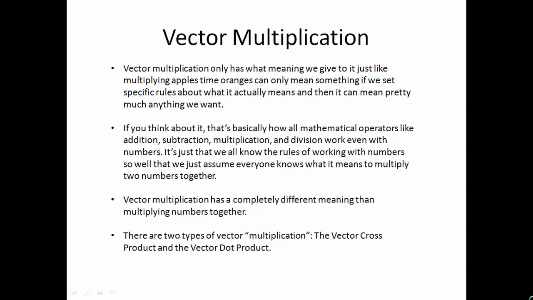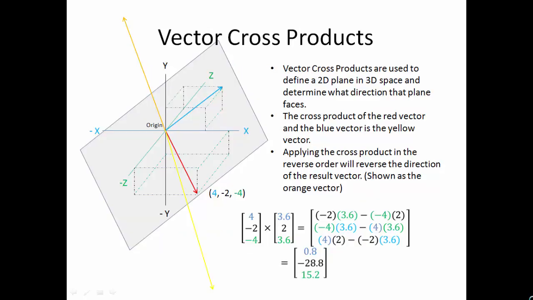But the first key is to know that there really is no such thing as multiplying two arrows together. If you look at that and go, how can that even mean anything? That's not a real thing. You're right. It's not really a real thing. But we can basically agree upon some rules and make it a real thing by saying this is what it means when you multiply two vectors together. And we have two different types of vector multiplication. We have the vector cross product and the vector dot product. So let's look at the vector cross product.